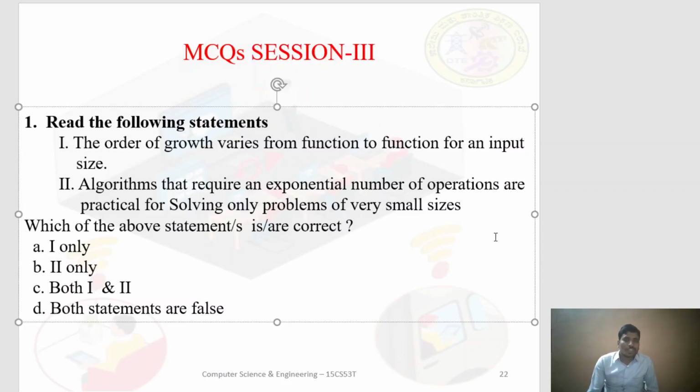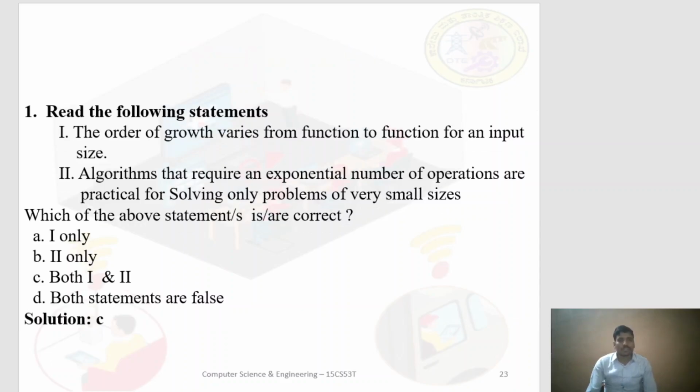How? Let me take the factorial example. When we give a small input value of 10, what happens? We got 10 to the power of 6 values as output. So exponential functions work only for small values. So both 1 and 2 are correct. So the solution is C.